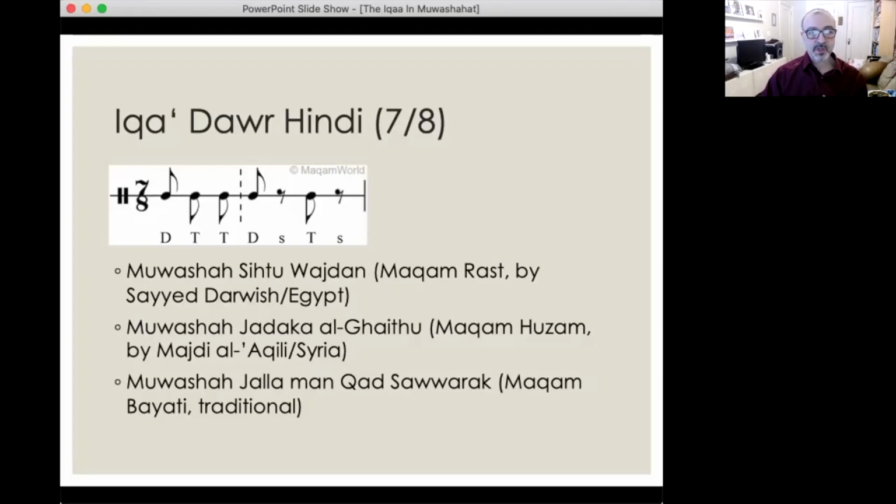And our sample Muwashahat are صحت وجدا in مقام رست by Sayyid Darwish, موشح جادك الغيث in المقام هزام by مجدي العقيلي, and الموشح جل من قد صورك in المقام بياتي. And let's demonstrate إيقاع دور هندي, which is a very common إيقاع in موشحات repertoire.